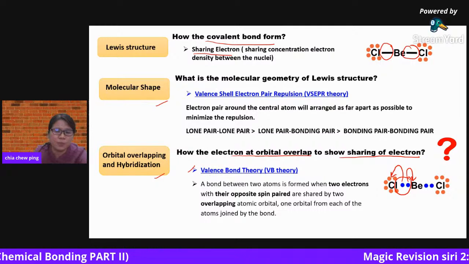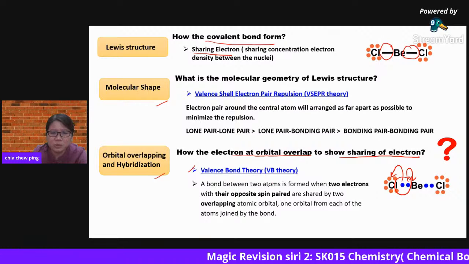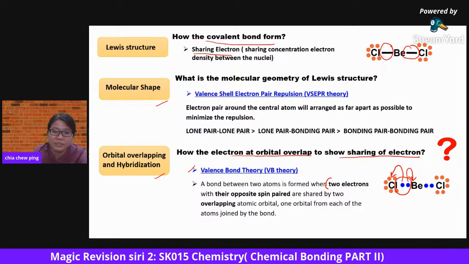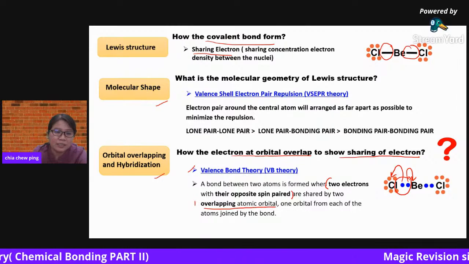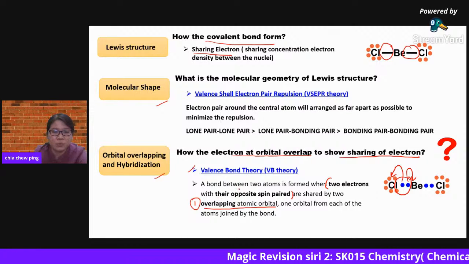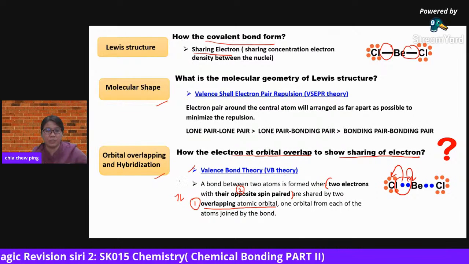What the valence bond theory discusses is that a bond between two atoms is formed when two electrons with opposite spin pair are shared by two overlapping atomic orbitals, meaning that the atomic orbitals must overlap. Once they overlap, they will share the opposite spin. So this is what we mean by opposite spin, by using the orbital overlap.